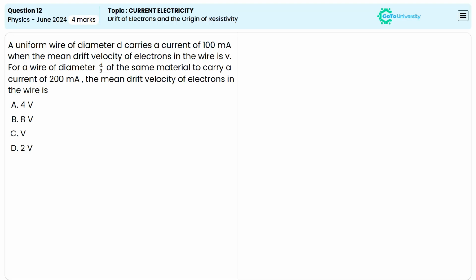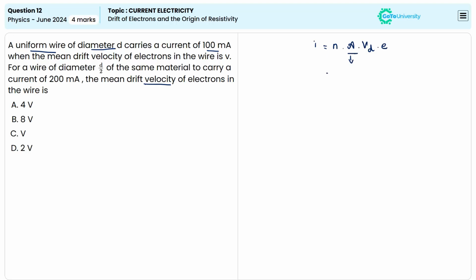What is the value of drift velocity when there is a change in the diameter and the current passing through the uniform wire which is made by the same material? So here we need an expression relating current, diameter and drift velocity, which is nothing but I is equal to n times A times Vd times e.